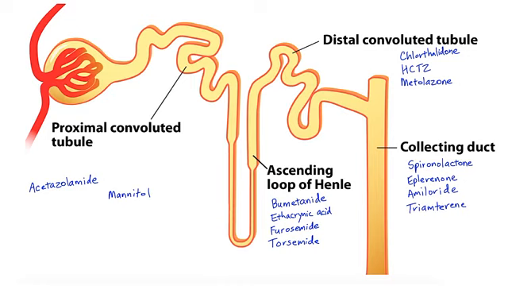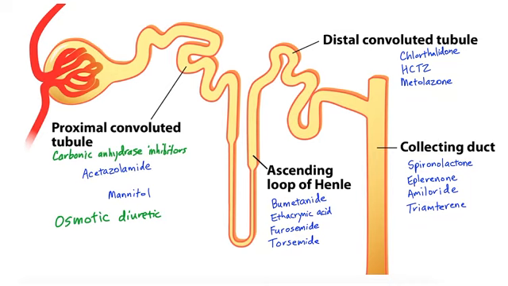And then we're back to the proximal convoluted tubule. In the proximal convoluted tubule, we have two different types of diuretics that work here. We have the carbonic anhydrase inhibitors, and we have the osmotic diuretics. So which one is which? Well, the carbonic anhydrase inhibitor is acetazolamide, and then the osmotic diuretic is mannitol.